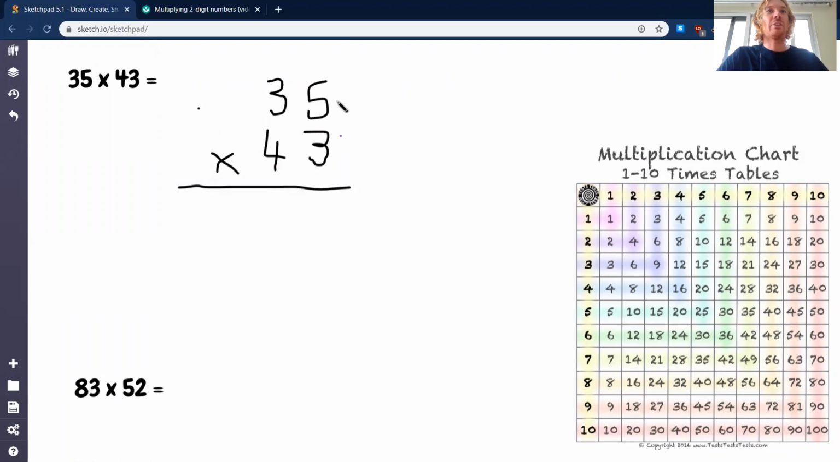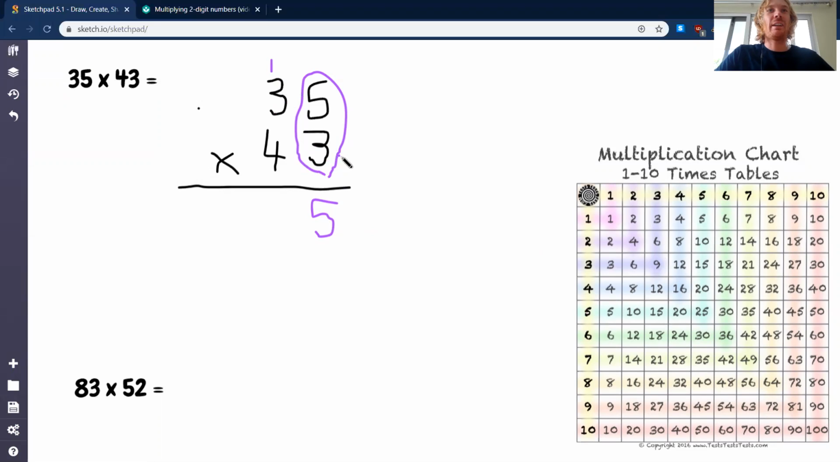So you can see the multiplication chart. I am going to go 3 times 5 to start off with. So I know 3 5s is 15. I can also check over here. 3 times 5 is 15. So I'll put the 5 from the 15 in the ones column down the bottom here. And I carry over the 1, the 10 from the 15, and put that 1 in the tens column because that 1 will now mean 10.